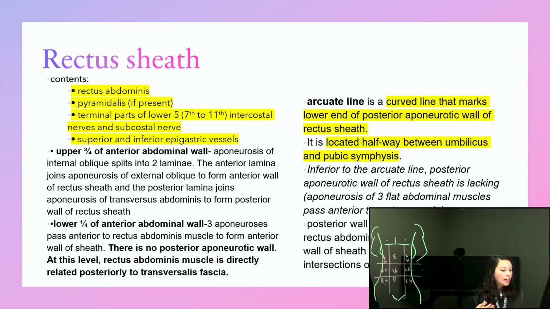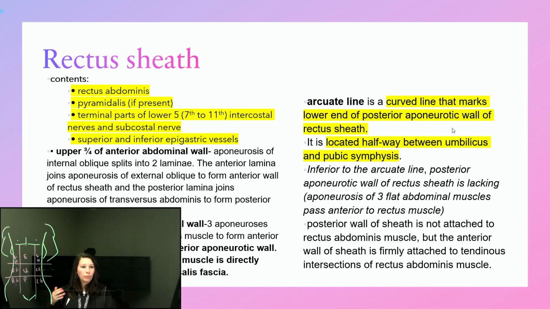So that's what I was trying to say with the arcuate line. This is just a very curved line that is going to basically mark the lower end of the posterior aponeurotic wall of the rectus sheath. So that's the importance of that arcuate line. Make note that if we see it in the lab, that could definitely be a point where you're going to get tested on the lab practical. It is located, like I said, halfway between the umbilicus and pubic symphysis, and inferior to the arcuate line, the posterior aponeurotic wall of the rectus sheath is lacking, right? So we don't see it, kind of like putting a blanket on top of that muscle.